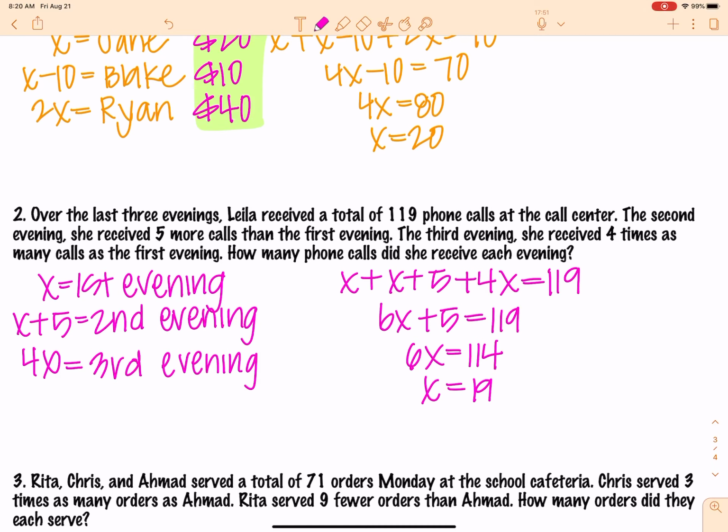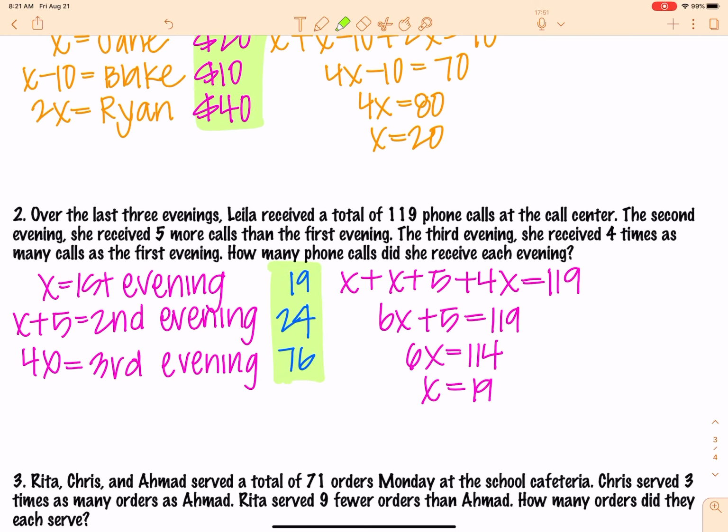Again, do not stop at X equals. Make sure you are always answering the question. So the question is, how many phone calls did she receive each evening? So I'm going to have 3 answers. The first evening, she received 19 phone calls. The second evening is 24, which makes the third evening 76. Again, something you could easily check to make sure the word problem makes sense.